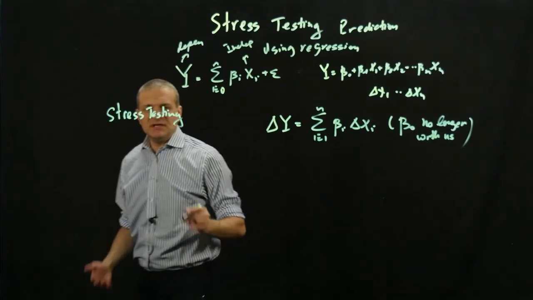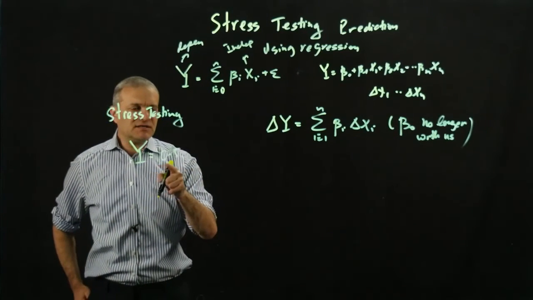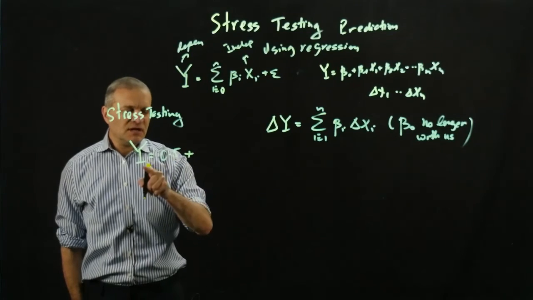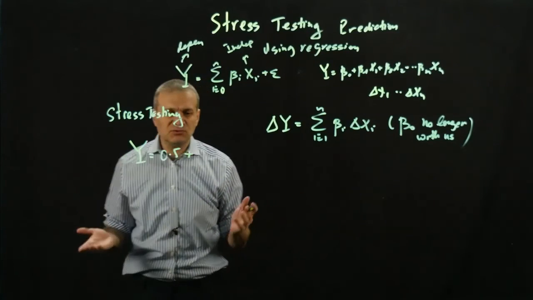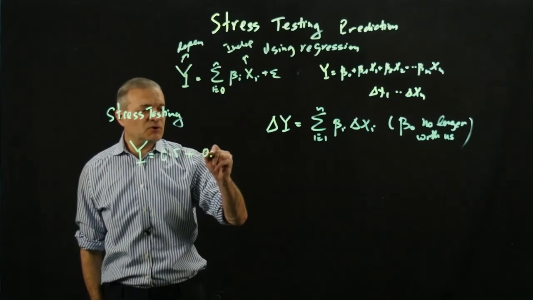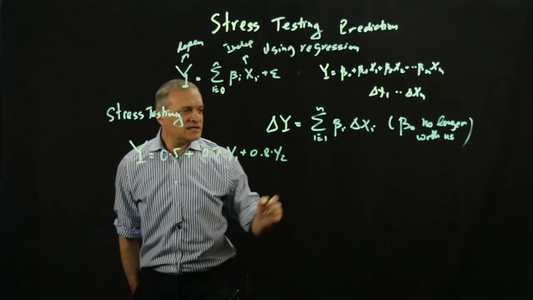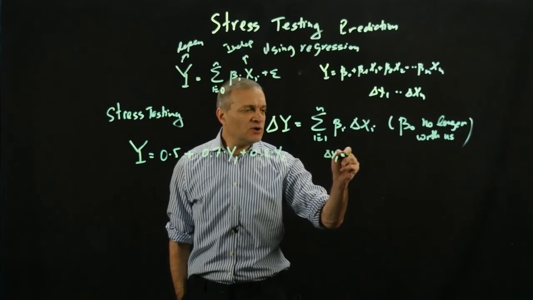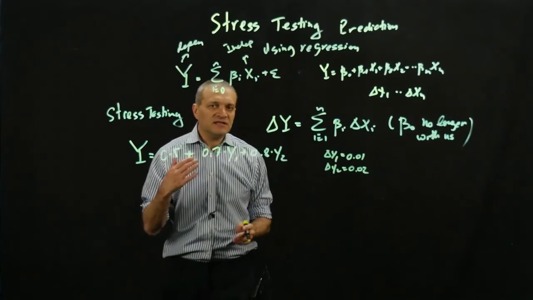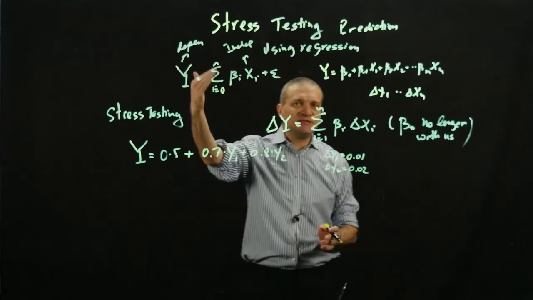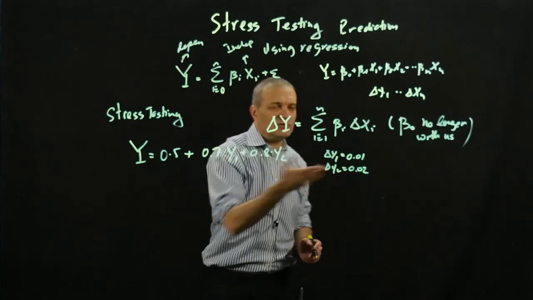So for example, say y equals 0.5. So y is some equity, and it has 0.5 as an intercept. You can assume that these are returns, but it can be anything you want. Plus, let's say, 0.7 times x1 plus 0.8 times x2. And let's say that delta x1 is going to be 0.01 and delta x2 equals 0.02. So it means that the change from today to yesterday, or from today to tomorrow, is going to be 0.01 and 0.02.